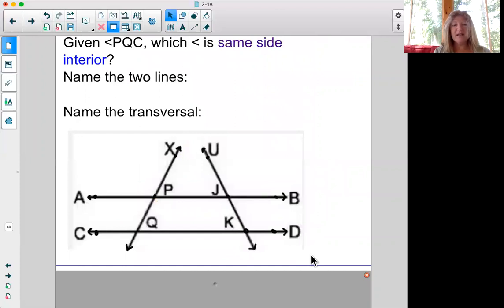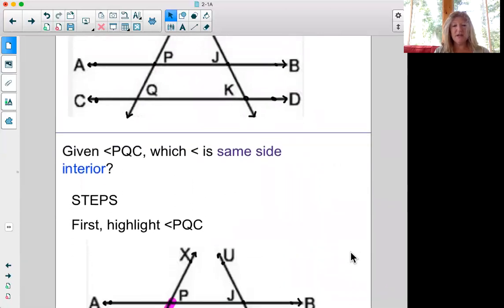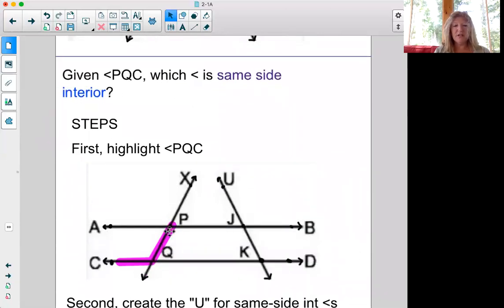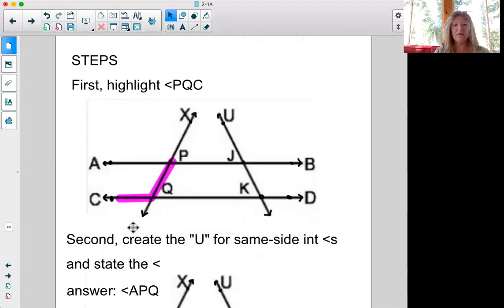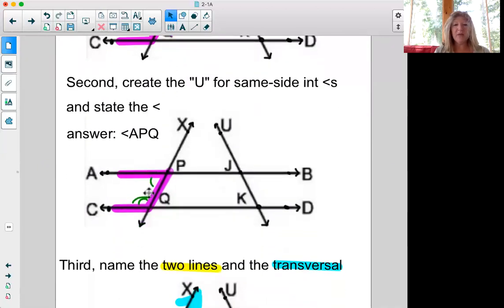So pause, find the same side interior angle to PQC, and then press play. First step is you want to highlight angle PQC so you know where it is. And then with same side interior angles, we know the cheat letter is U, so we finish making the U. We use those 2 sides and then we finish the U. And we know that the other angle is going to be in the other nook, so APQ is same side interior with the angle we were given.